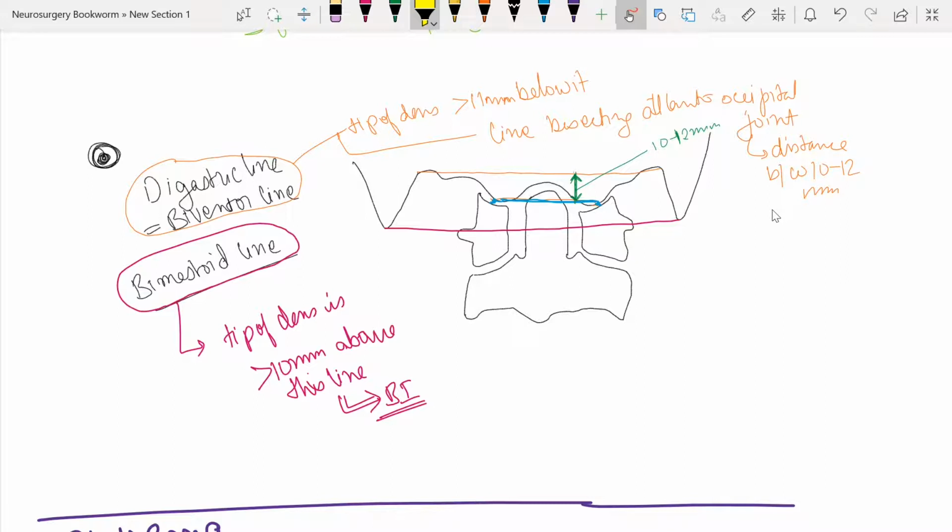Other way to interpret is to draw a third line which joins the midpoint of the Atlanto-occipital joint. The distance of this Atlanto-occipital joint line to the digastric line should be 10 to 12 millimeter. If it is less than that, basically if it is less than 10 millimeters, then basilar invagination is present.